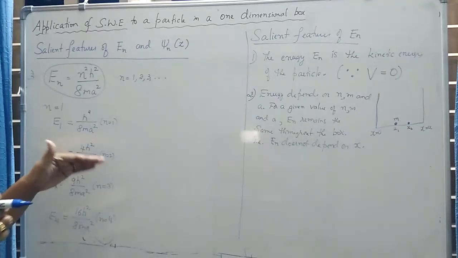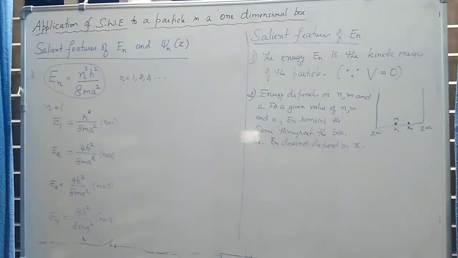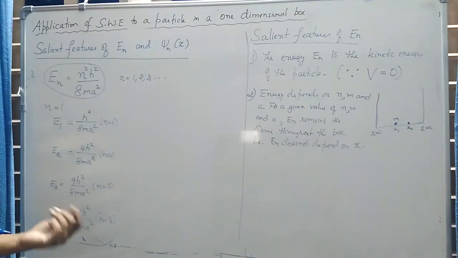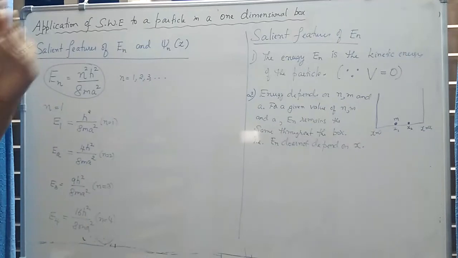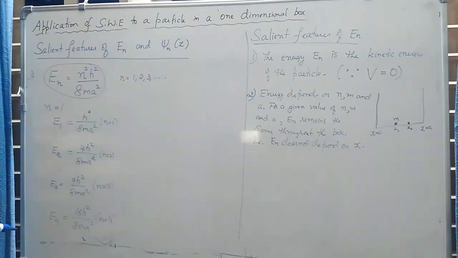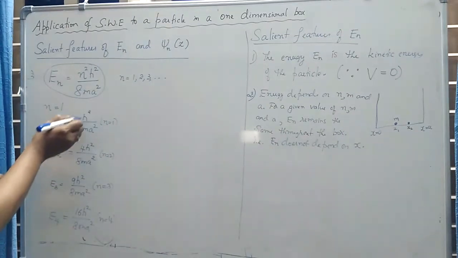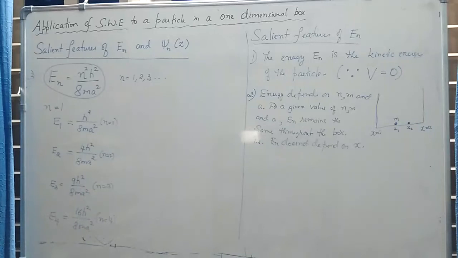Similarly, n is equal to 2 represents the next higher energy state, which is an excited state. Similarly, n is equal to 3, 4, 5, etc. They also represent different states of the system, but they all represent the excited state. So the ground state of the system is represented by n is equal to 1, which has energy h square by 8ma square, which is the lowest possible energy the particle can have.